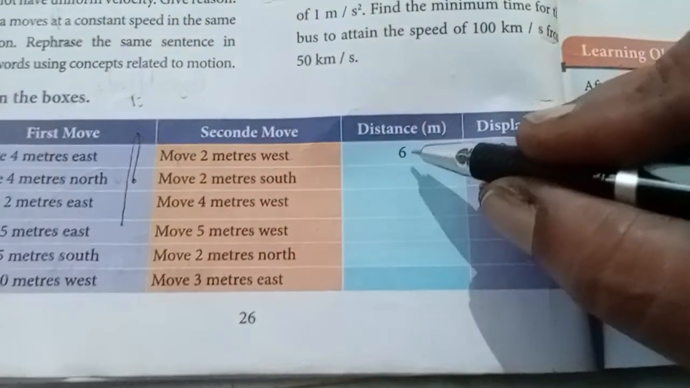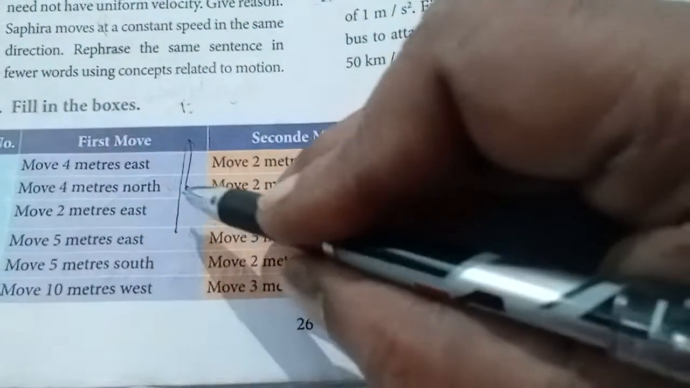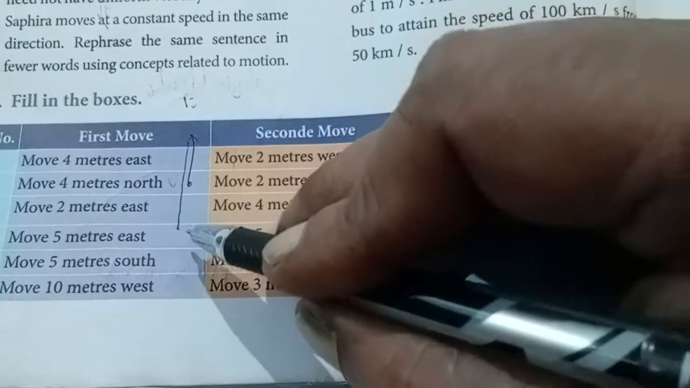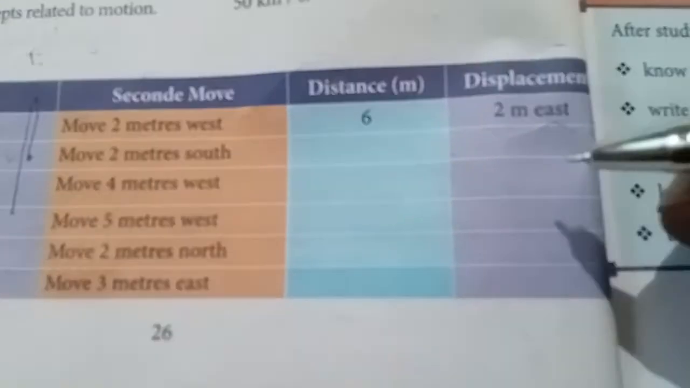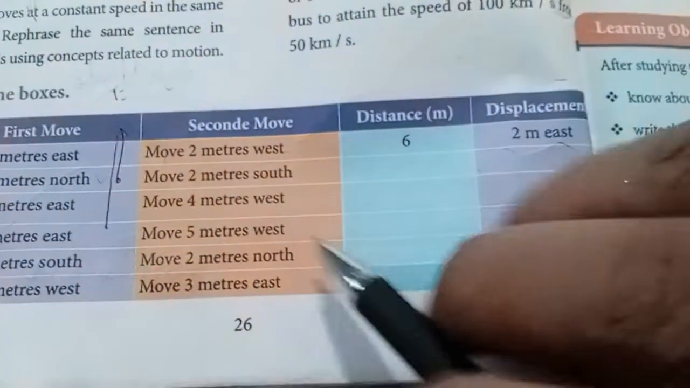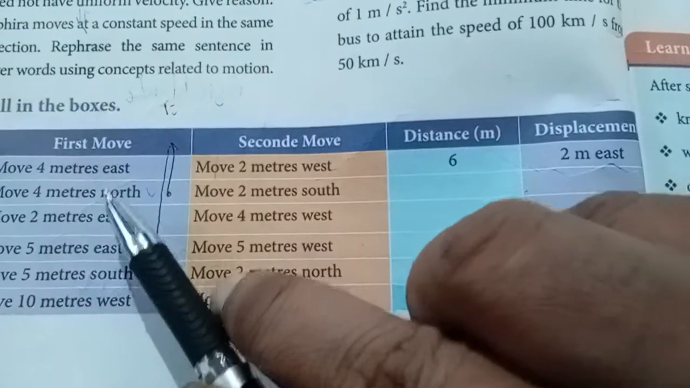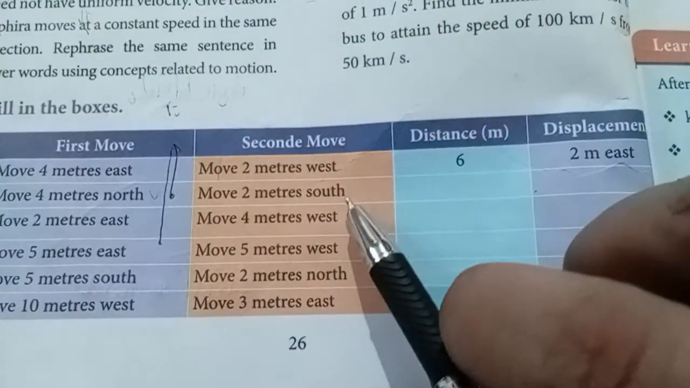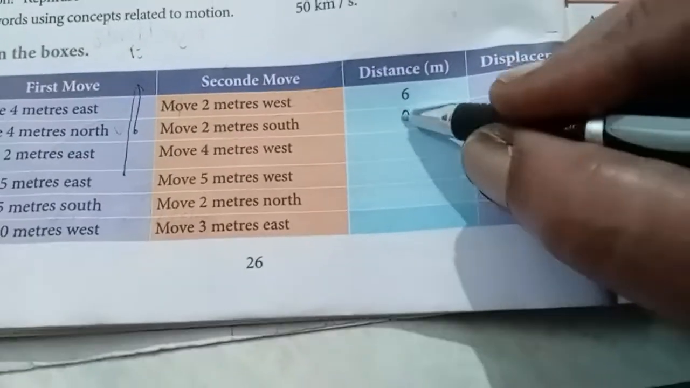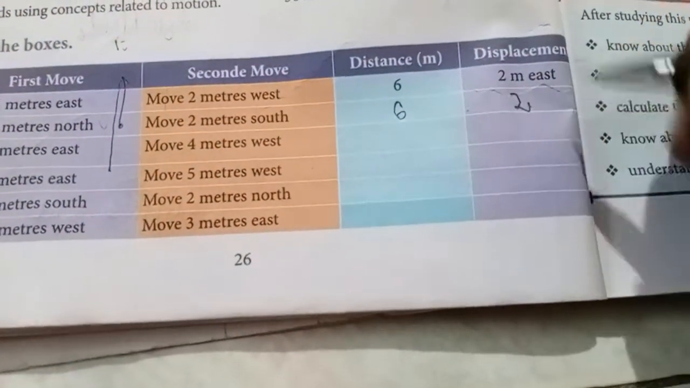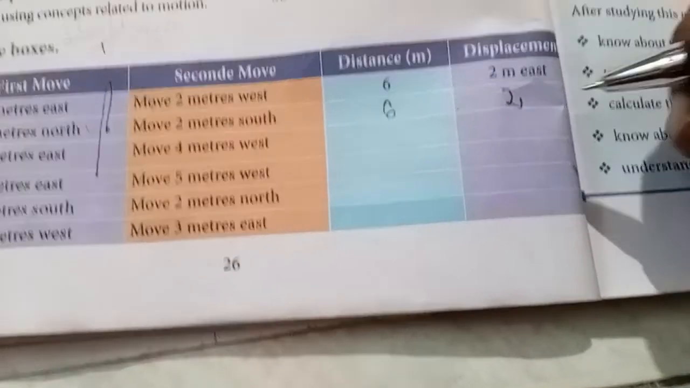So the option is 6 meters. What is the displacement? Displacement means the difference between the initial and final position. So 4 minus 2 is 2. This is the displacement. Like that you are going to find the answers. 4 north and 2 south, opposite directions only, so 4 minus 2 is 2. Here also the distance is 6 and the displacement is 2 meters towards the north.